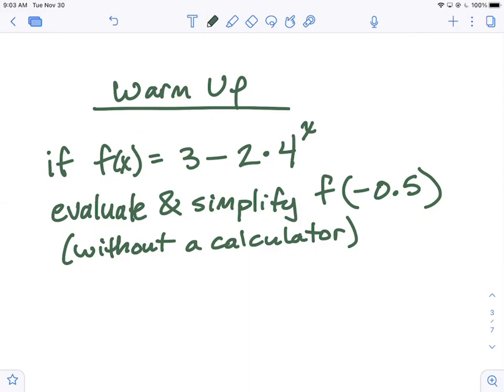This is f of x is 3 minus 2 times 4 to the x. Evaluate and simplify f of negative 0.5 without a calculator. I said without a calculator because this is the type of question you might see on that final exam review, and on your third test, because it'll all be without a calculator. You'll have answer choices, of course. And I don't know if I mentioned, but the computer program only does 4 answer choices, A, B, C, and D.